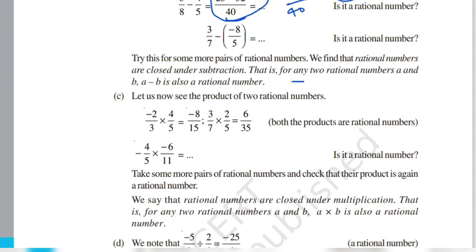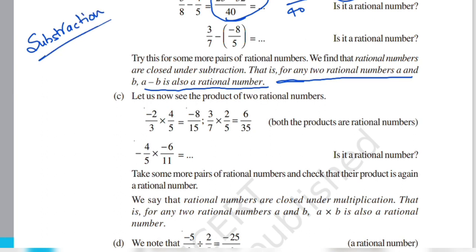So that means for any two rational numbers a and b, a minus b is also a rational number. That means we have got another property. Rational numbers are also closed under subtraction. They are closed under addition and they are also closed under subtraction. Two properties are left. We will check them in the next lesson.